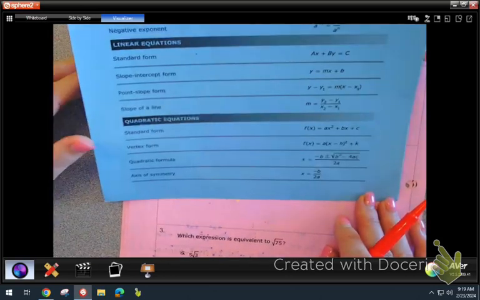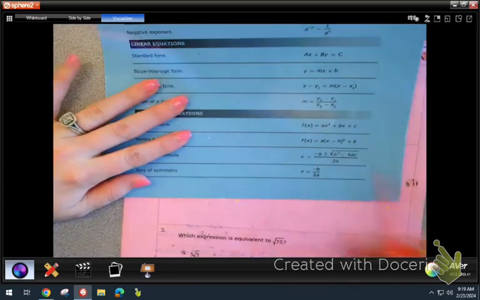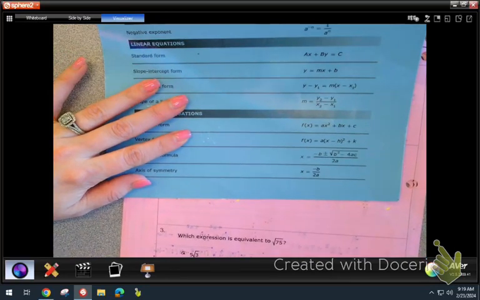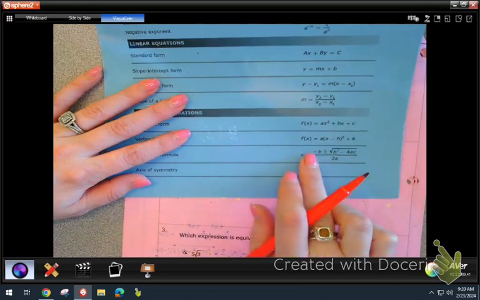Wait, are we not allowed to use this on the test? No, you are. But I'm just saying if you know the song, I think it will at least help you with which one's a negative and which one's a minus. But you don't have to, if you just know how to follow it.